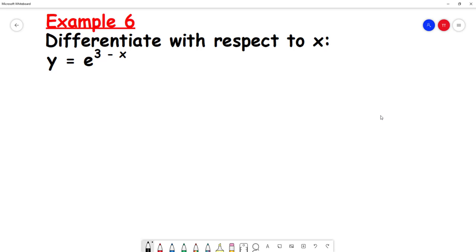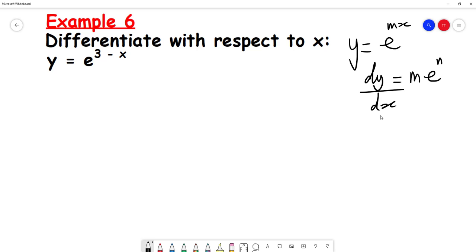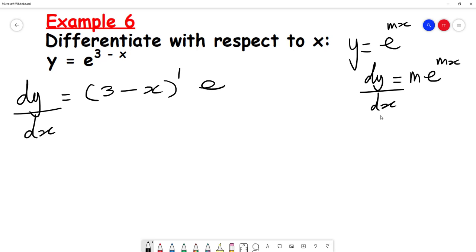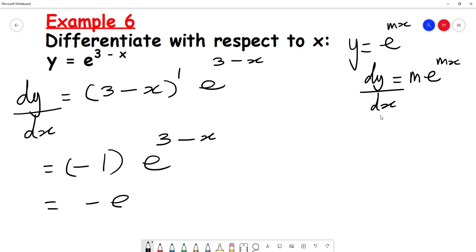Okay, welcome back. So remember what I said previously, that if y equals e to the mx, then dy by dx is, we differentiate mx, which is m times e to the power of mx. So we can apply that rule here. Dy by dx, we bring the function down, 3 minus x differentiated times e to the power of 3 minus x. Now that's going to be minus 1 times e to the power of 3 minus x, and that gives me minus e to the power of 3 minus x.